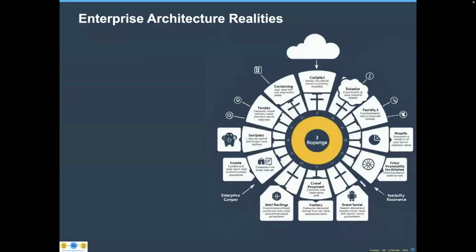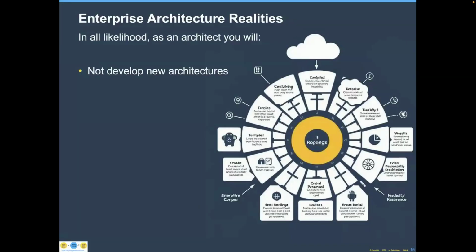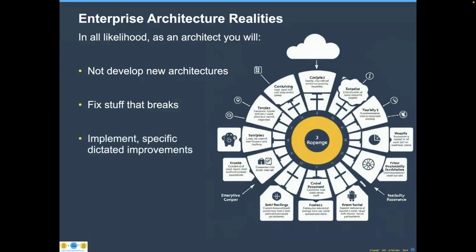Let's talk about what enterprise architecture reality is in most organizations. As an enterprise architect, you're probably not doing too much new enterprise architecture. Instead, what you're doing is refining an existing one, fixing some stuff that breaks. By the way, the picture over there is an AI image of this topic, which obviously didn't do a very good job on that, but I thought that was interesting just to share with you all.